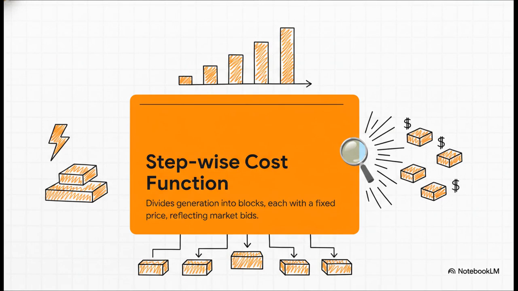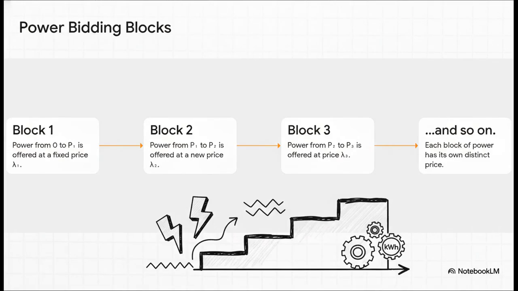And finally, we get to the model that looks the most like how power is actually bought and sold in a competitive market. It's called the stepwise function. See, in the real world, power plant owners don't offer their electricity along a smooth curve. They sell it in chunks or blocks. So instead of a curve, you should be picturing a staircase.